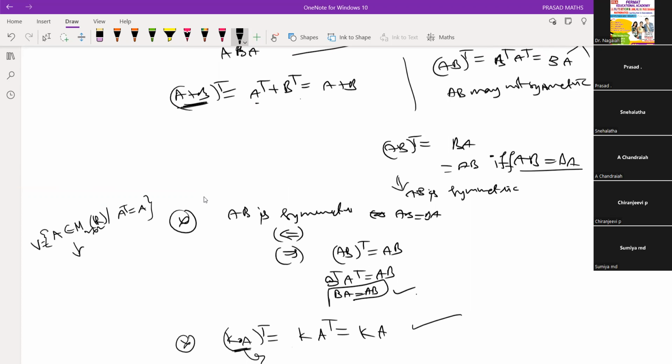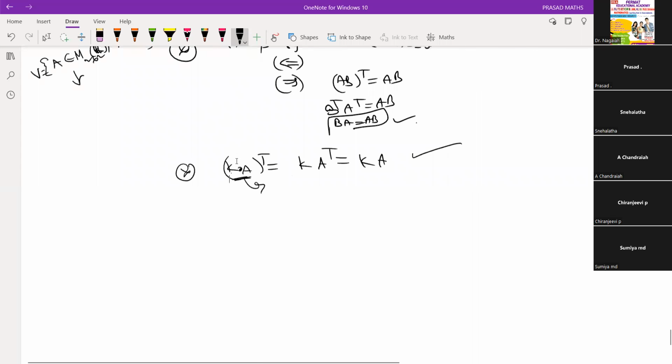No need to check all the properties, because we have done these ideas in basic matrix theory. So the set of all symmetric matrices is always a vector space over the field R. Of course, you can take the complex field also. Is it true for complex? The answer is yes, because K is a scalar and K transpose is nothing but K itself.